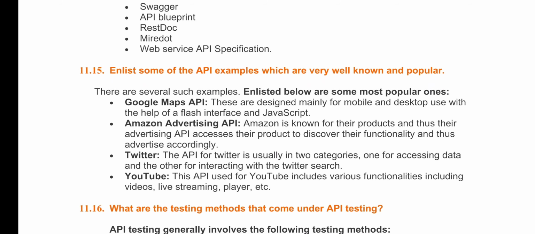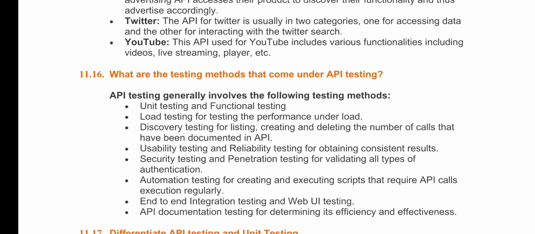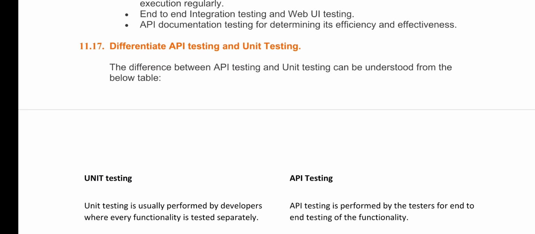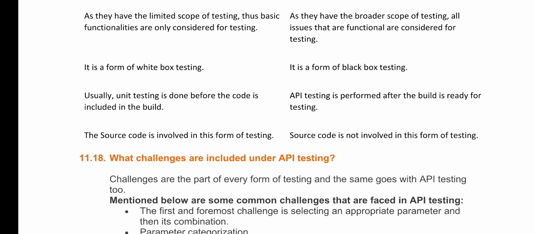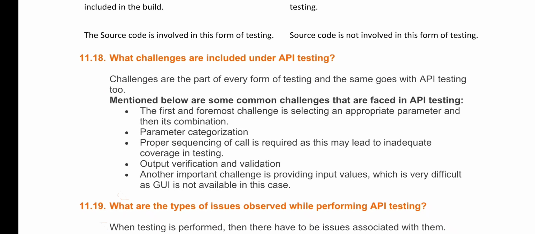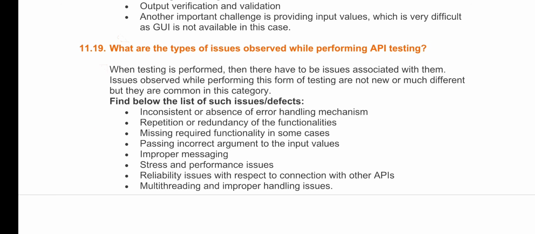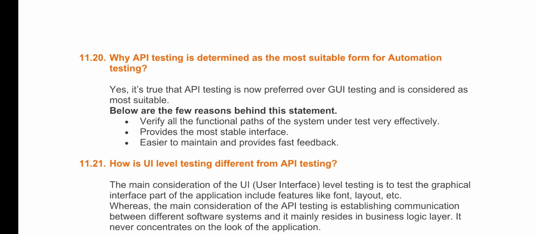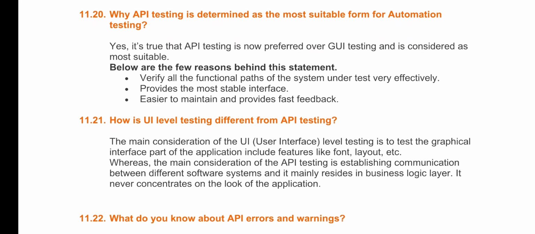Enlist some of the API examples which are very well known and popular. What are the testing methods that come under the API testing? Difference between API testing and unit testing. What are the challenges are included under API testing? What are the types of issues observed while performing API testing? Why API testing is determined as the most suitable form for automation testing?